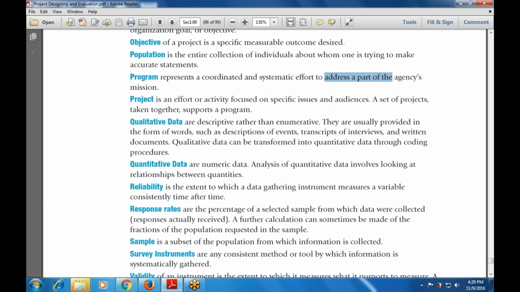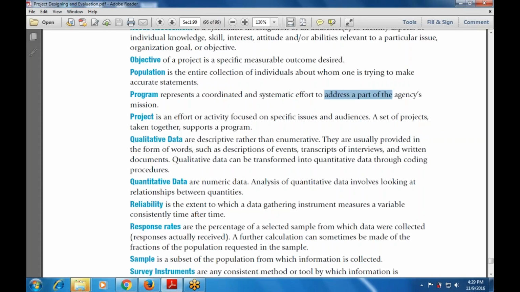Then project, that is the effort or activity that is focused on specific issues and audiences. That means the various efforts and activities that are mainly focused on specific issues and audiences. Then a set of projects taken together supports a program.